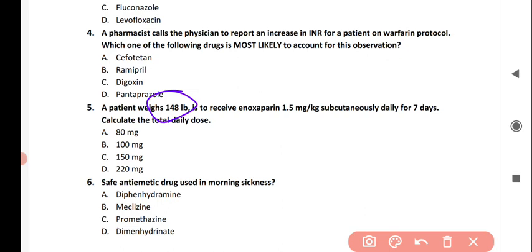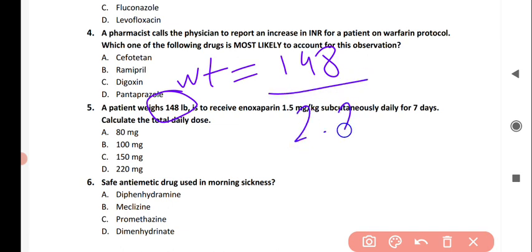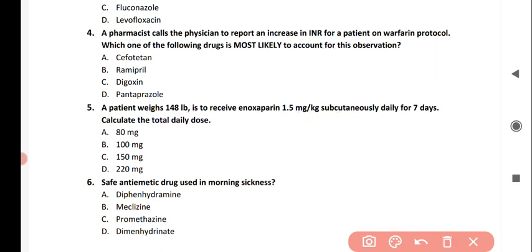The simple formula to convert weight from pound to kg is to write the value of the weight given in pounds, then divide this value by 2.2. By dividing 148 by 2.2, it simply gives 67.27. So now we will put this value in the total daily dose formula, that is weight into dose.